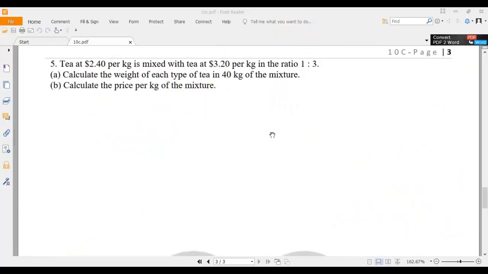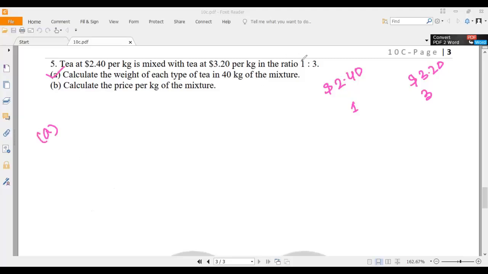Now, question number 5. Question number 5 says tea at $2.40 per kg is mixed with tea at $3.20 per kg in the ratio 1:3. So there are two types of tea. Price of one kind of tea is $2.40 and another kind is $3.20, and that is 1:3. That means 1 kg of $2.40 tea will be mixed with 3 kg of $3.20 tea. Now the question says calculate the weight of each type of tea in 40 kg of the mixture.